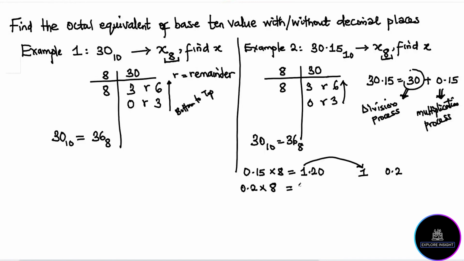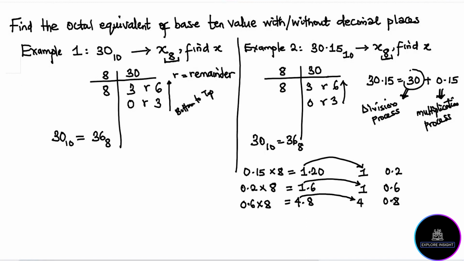0.2 times 8 will be 1.6. We'll move that 1 over again, and 1.6 minus 1 will be 0.6. We move the 0.6 back here and multiply by 8. 0.6 times 8 is going to give us 4.8. Let's move the 4 over to this place. 4.8 minus 4 will give us 0.8.